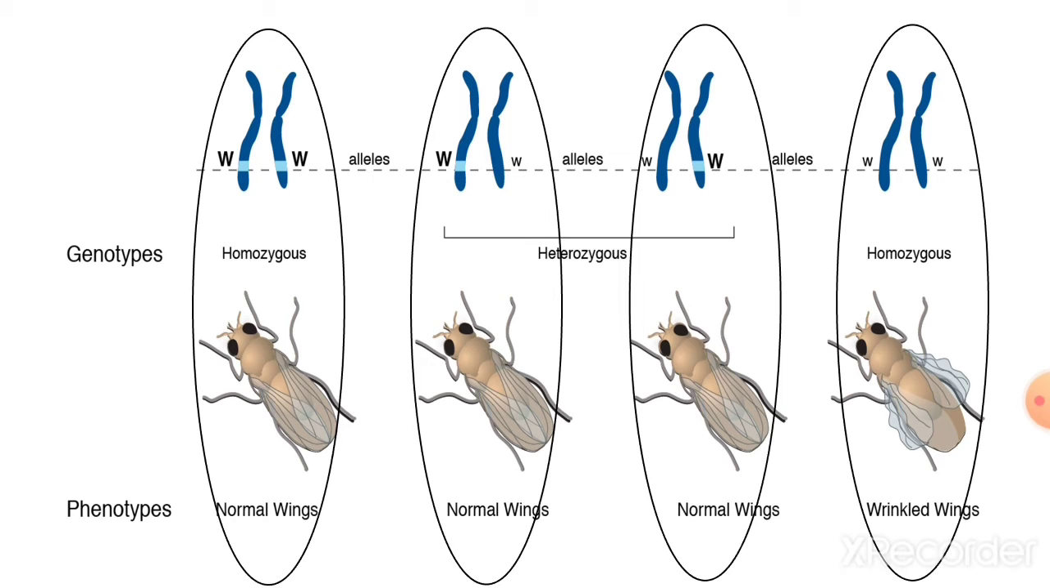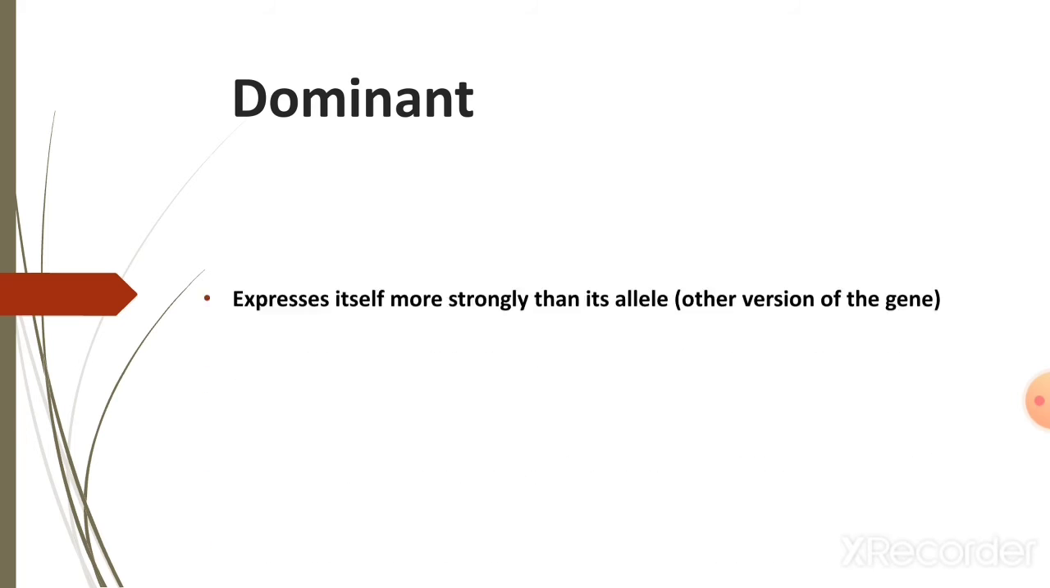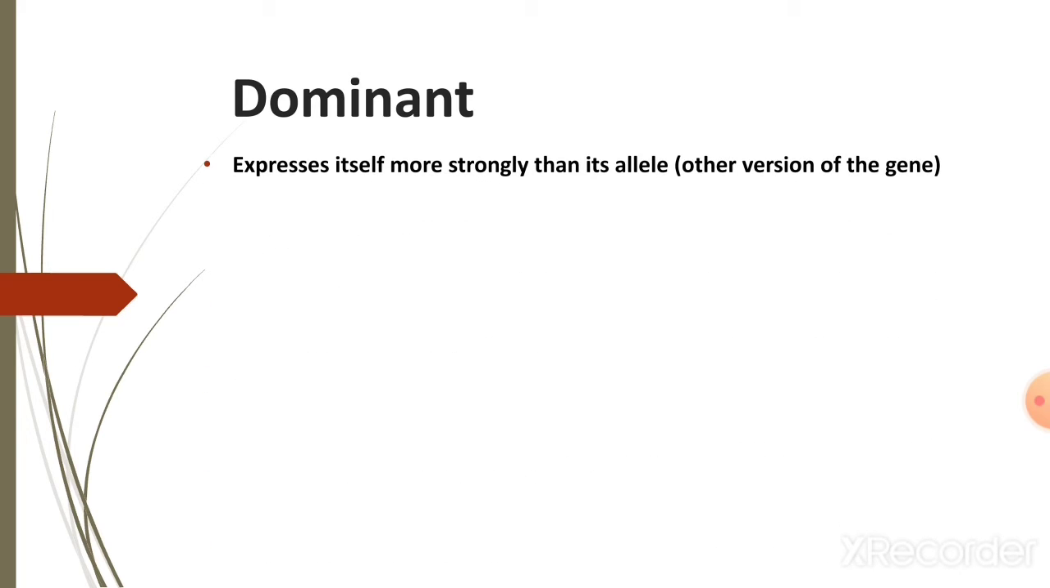Okay, so this is all about the phenotype of an organism. Now the next concept is what is dominant and what is recessive. Dominant refers to a relationship between two versions of a gene. If one is dominant, the other one must be not dominant. In that case, we call it recessive.